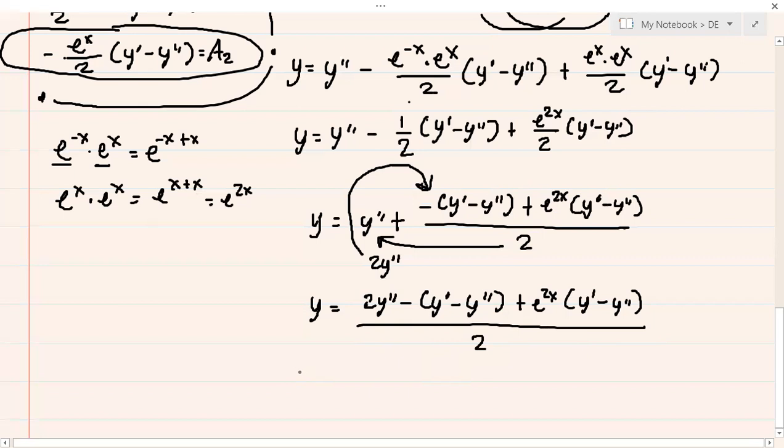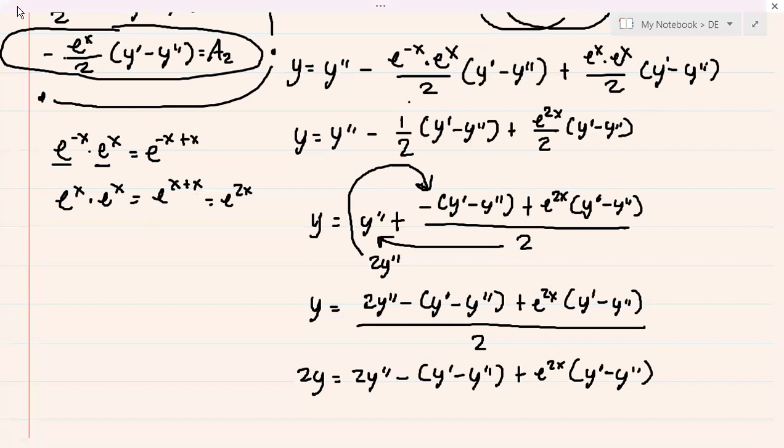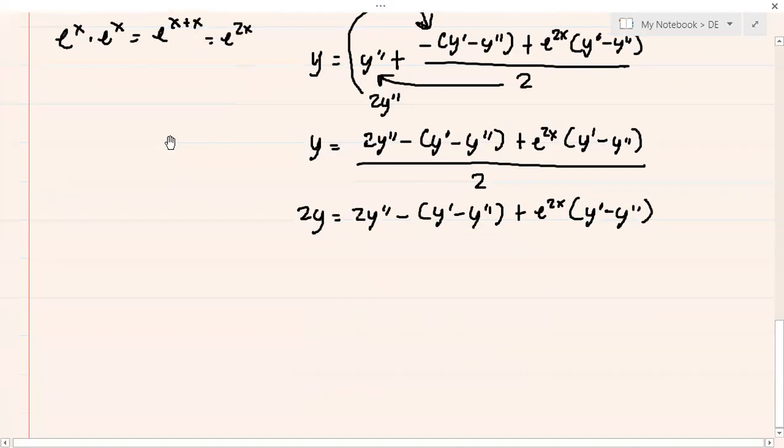So, pagka cross multiply ko, I will have 2y is equal to 2y prime minus quantity y prime minus y second prime plus e raised to 2x times quantity y prime minus y second prime. Ganyan na siya. Alright? Then last but not the least, I can still simplify this one.